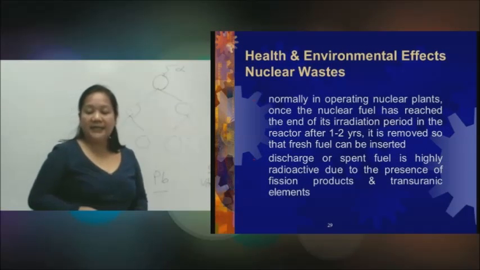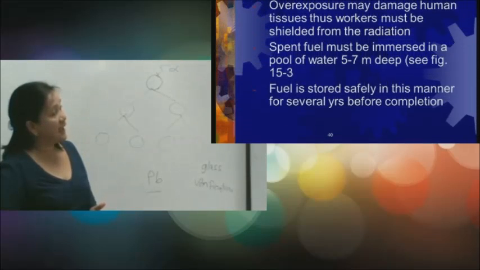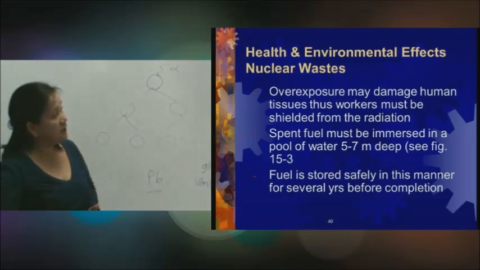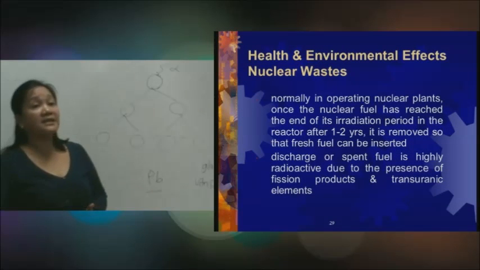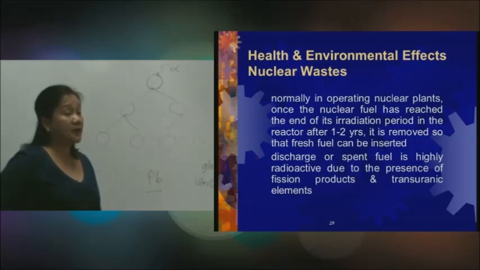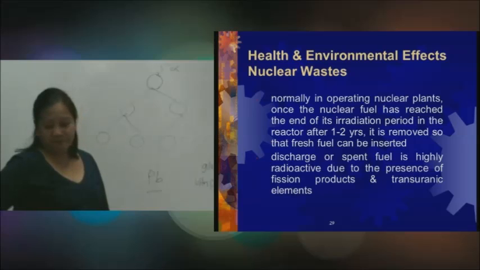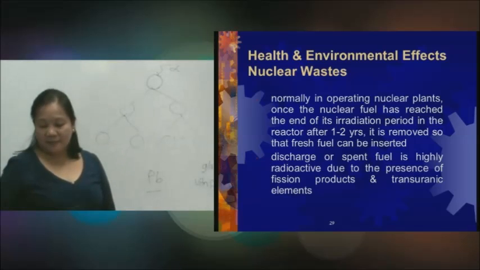Now, normally, in operating nuclear plants, once the nuclear fuel has reached the end of its irradiation period, after 1 to 2 years, it is removed so that fresh fuel can be inserted. This is where the problem on how to dispose and how to treat first your spent fuel rod may be a problem. It is highly radioactive when you try to dispose it because it contains some of the fission products and transuranic elements that we have discussed.